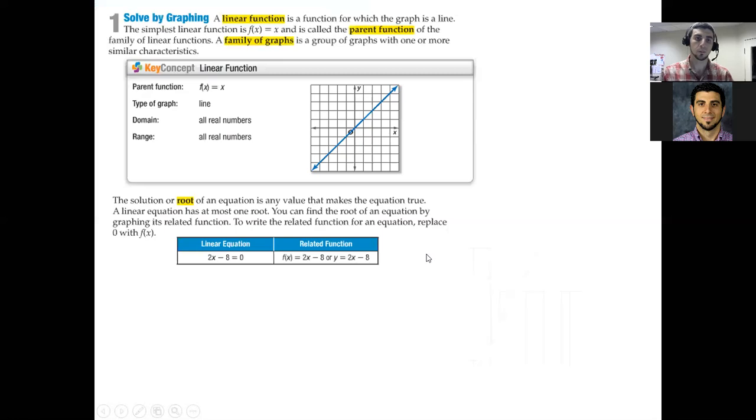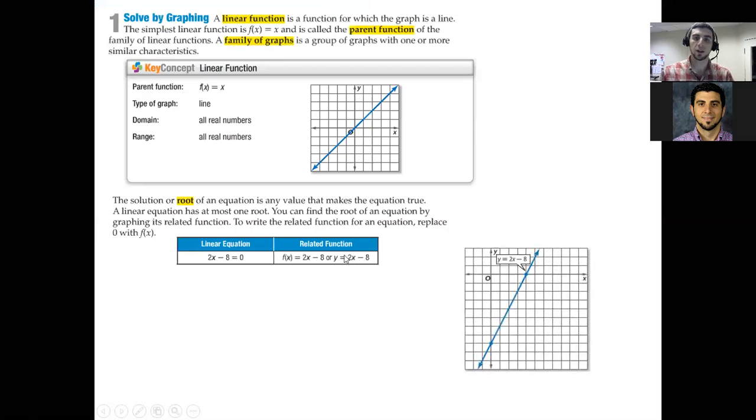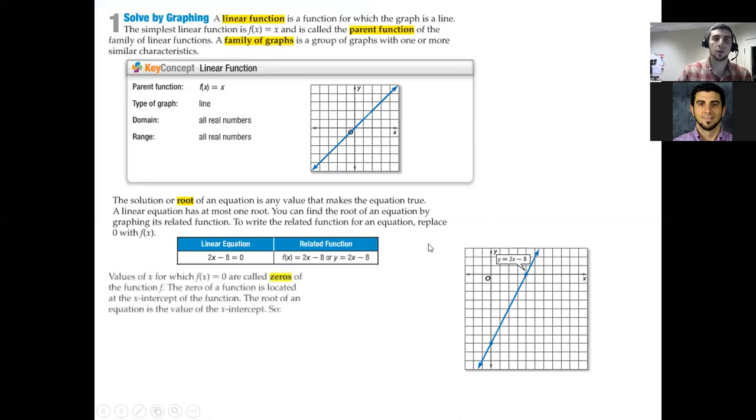All right, so the graph of y equals 2x minus 8 is right here. And notice the number that makes this true is the root. So if you plugged in 4, 4 times 2 is 8, minus 8 would be 0. And on the graph, that corresponds to this point right here. The values of x for which f of x equals 0 are called zeros of the function. The zero of a function is located at the x-intercept. The root of an equation is the value of the x-intercept.